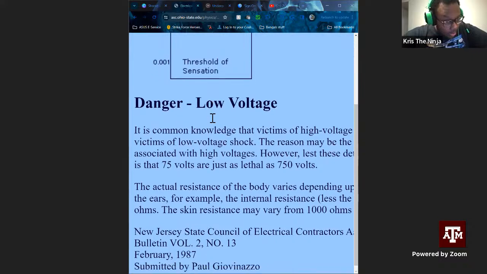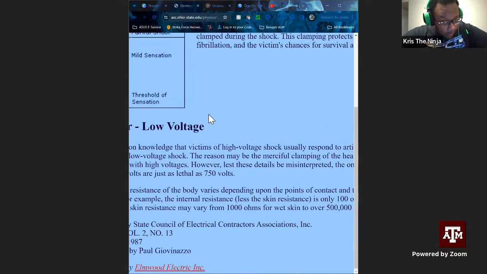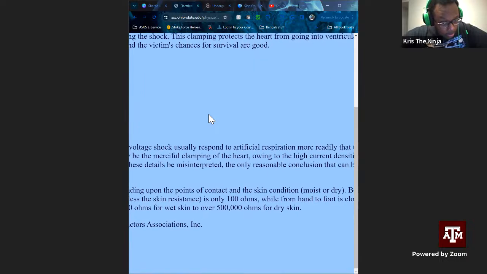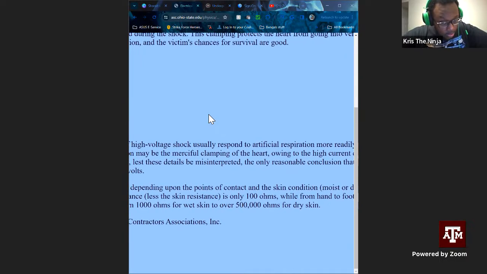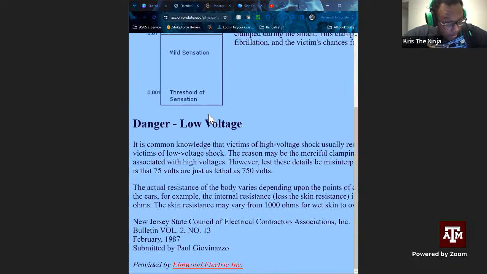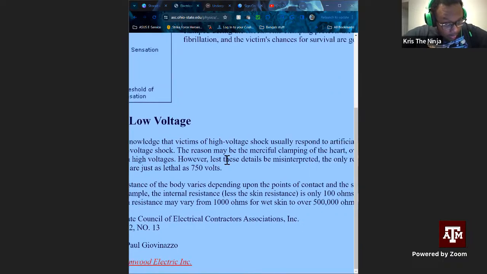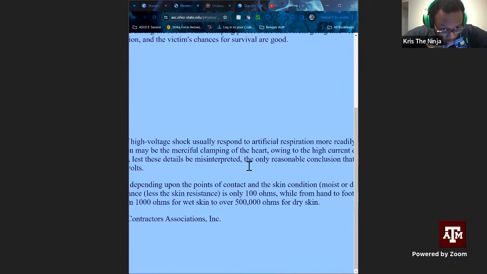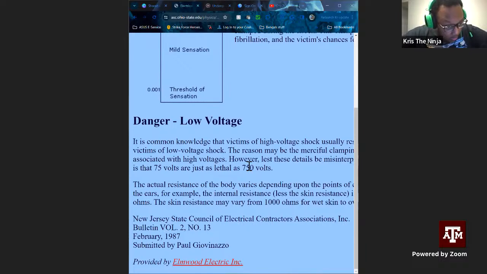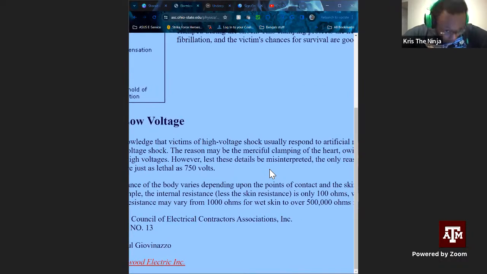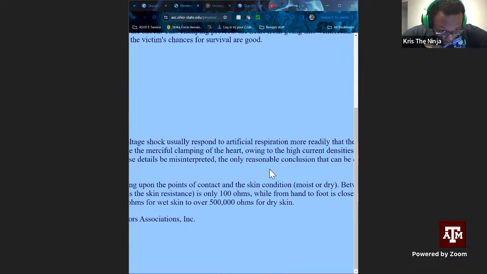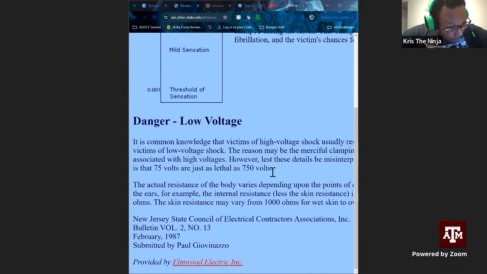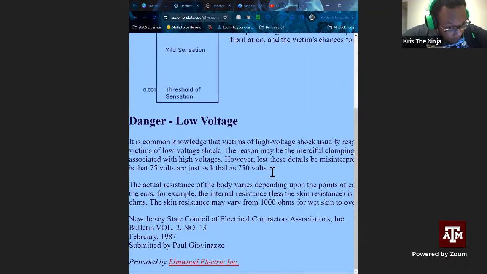Victims of high voltage shock usually respond to artificial respiration more rapidly than victims of low voltage shock. The reason may be the merciful clamping of the heart, owing to the high current densities associated with high voltages. The resistance of the body changes depending upon the points of contact and the skin condition.